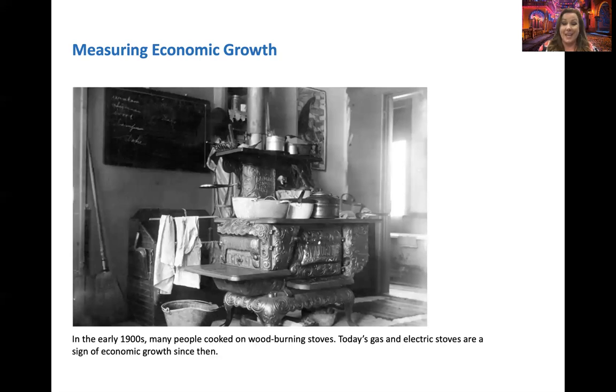Now, this is a cast iron stove. When I ask students, there's always some in class that go, yes, I've seen one before. Someone in my family has one. They're considered antiques now. They are made of cast iron.